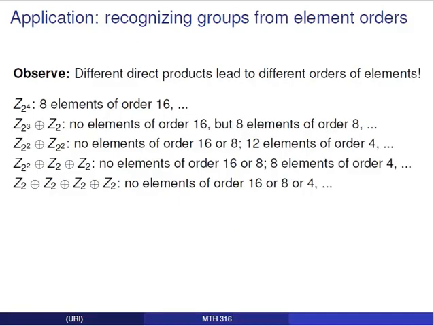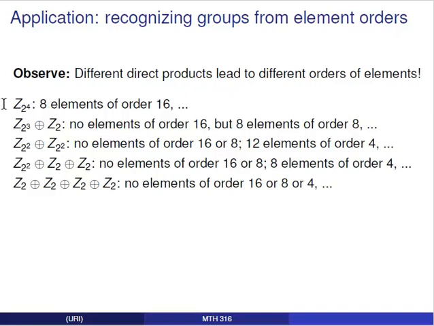Well, delaying that question for a little bit, let's note that you can recognize groups from their element orders. If I were to list all the possible abelian groups of order 16, I'll come up with 5 groups, and here they are. It turns out that different direct products lead to different orders among the elements of the group. To illustrate that, let's take a look at the list here.